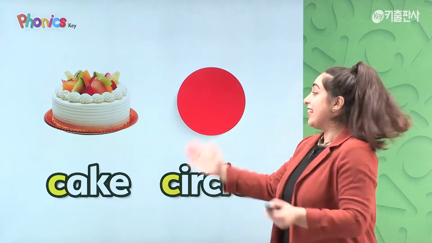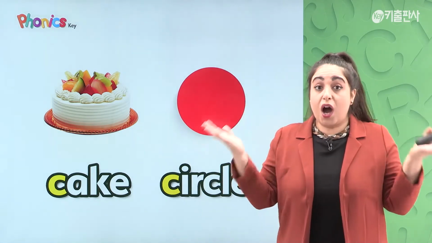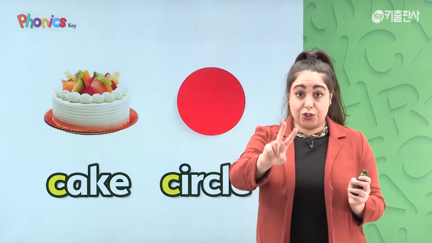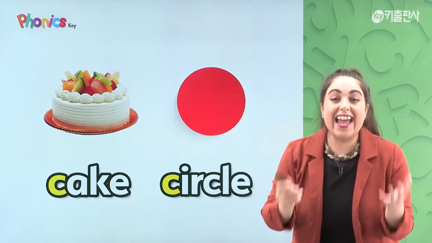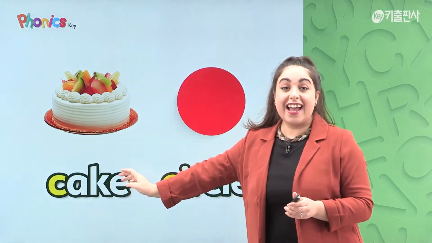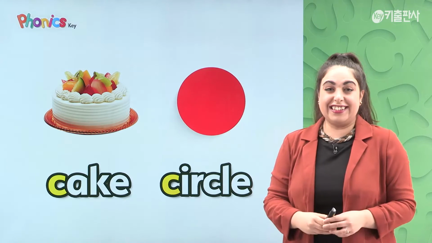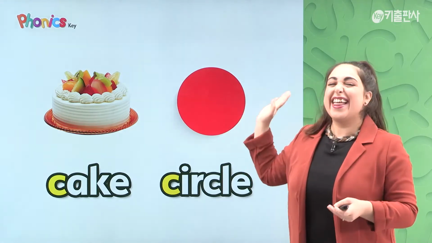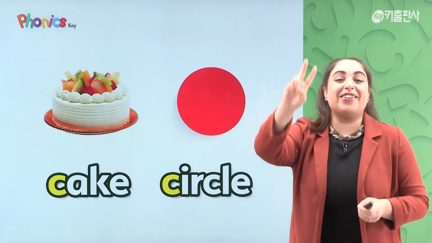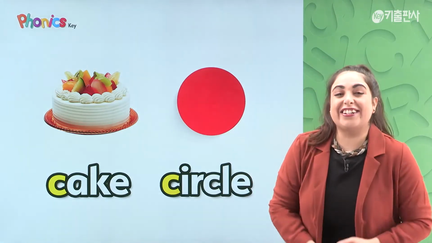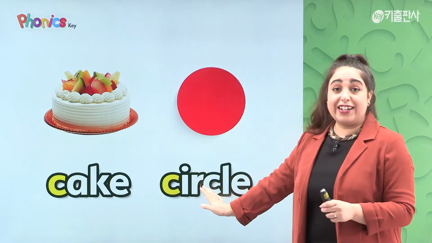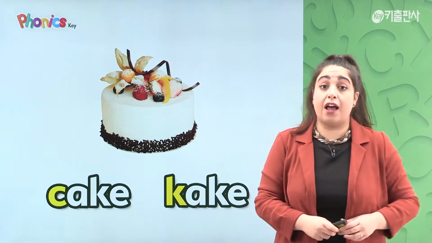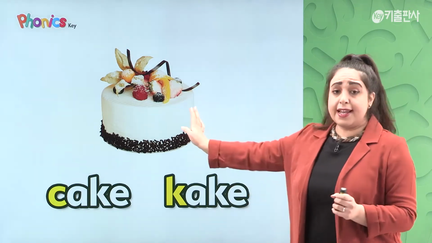Everyone, let's look at our pictures here. Can you tell me what is this one? This is a 1, 2, 3 cake. Very good. Cake. Good. Now, can you tell me what is this? This is a 1, 2, 3 circle. Very good. Circle.